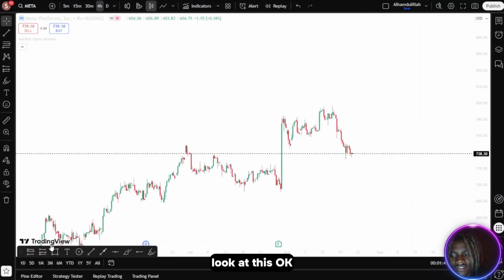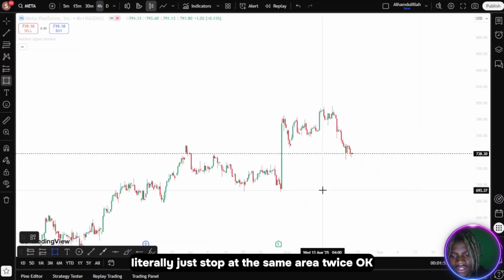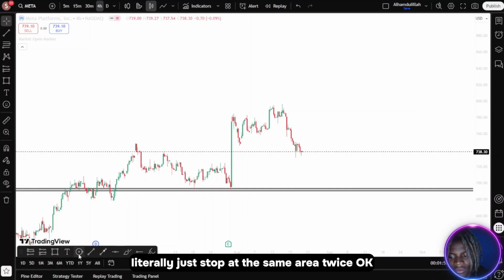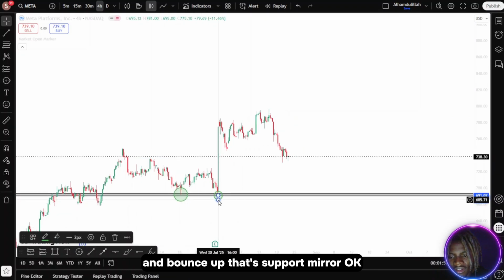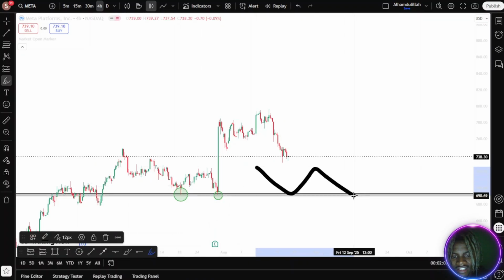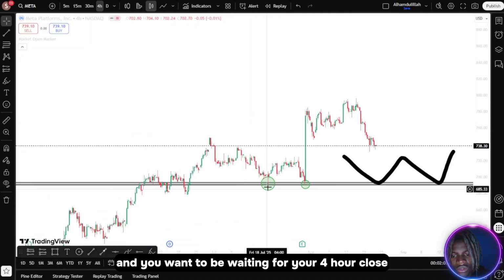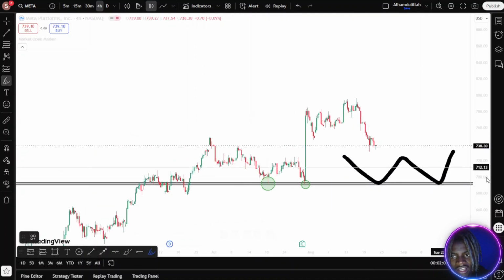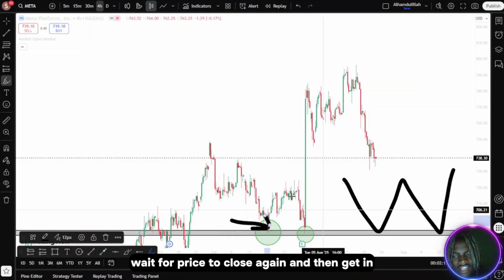Okay, look at this. Okay, whenever you see price deciding to literally just stop at the same area twice, okay, and bounce up, that's support mirror. Okay, sometimes it's that easy. And you want to be waiting for your 4 hour close. You never want to get in on the first wick. Never get in on the first wick, okay? Because sometimes price might want to jump down. Okay, wait for price to close again and then get in.